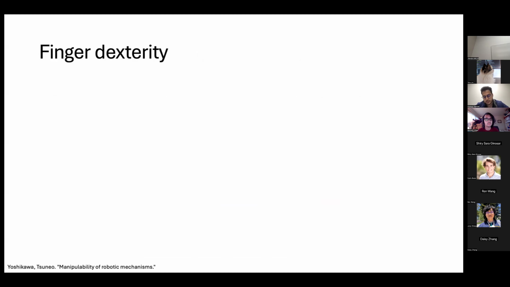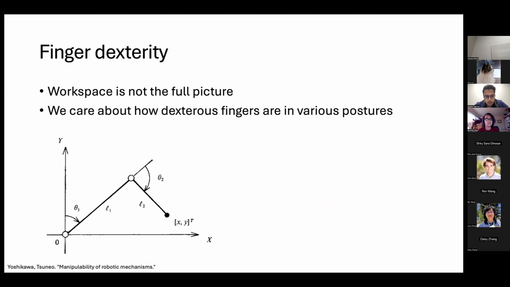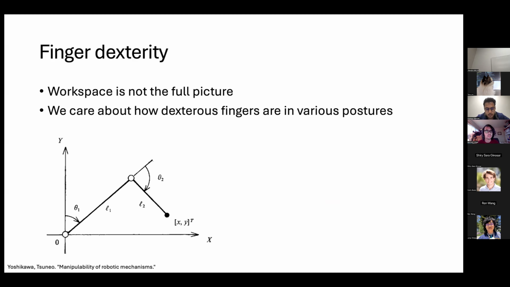The second aspect is dexterity. Workspace doesn't provide the full picture. What you want is how dexterous the fingers are in various positions. So at each posture, how many directions can you move the fingers in? Let's look at a simplified finger. Here it's a finger with just two joints, with some joint angles θ1, θ2, and some position x, y.